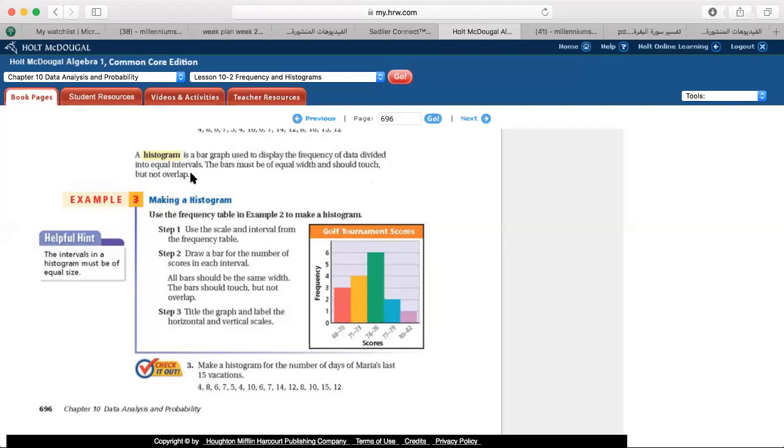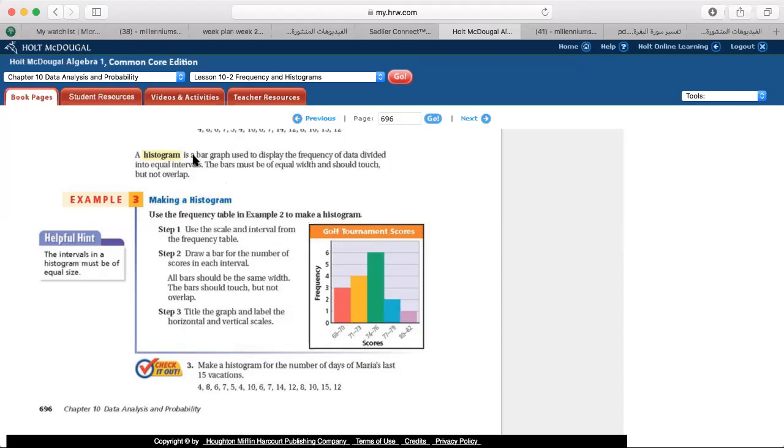In the bar graph, each bar represents one number, like 68 only, 71 only, 74 only. But in the histogram, each bar represents an interval. Okay, girls? Now you can differentiate between the bar graph and the histogram. The bar graph represents only one number, and the histogram here represents an interval.